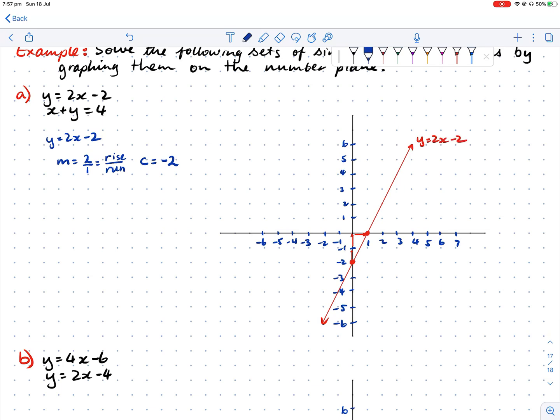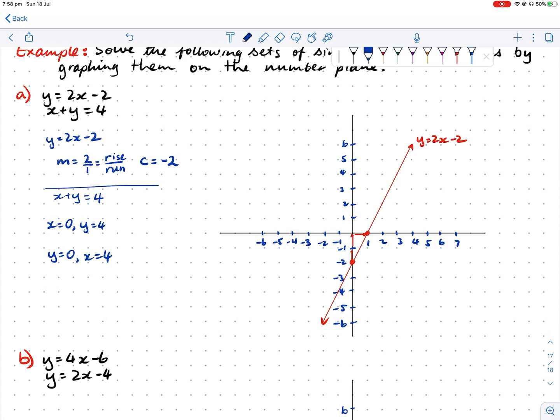The second line that we had was x plus y equals 4. With this equation, I would actually prefer to use the intercept method because I've got x and y on the same side. When I make x equal to 0, I can see clearly y is equal to 4. Think about it: if x equals 0, 0 plus y is 4, so y must be equal to 4. That's why I know that works. What I can also do is put y equal to 0 in, and then I've got x plus 0 equals 4, so that means x is equal to 4 as well.